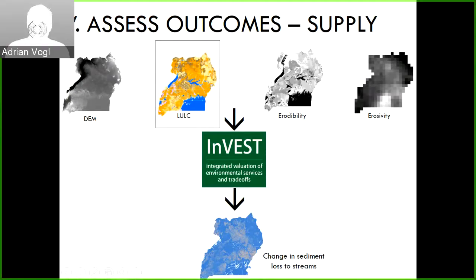We use the InVEST models, based on all these biophysical data inputs, to calculate the change in the service if that restoration was implemented. And in this example, we have the change in sediment lost to streams as a result of InVEST, and we do that for each of the services with the method that we chose.